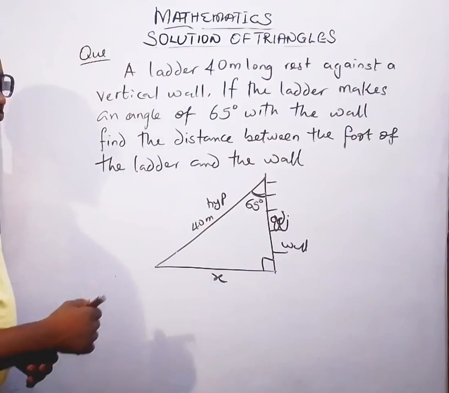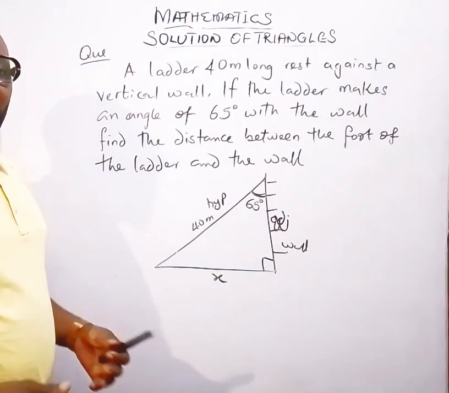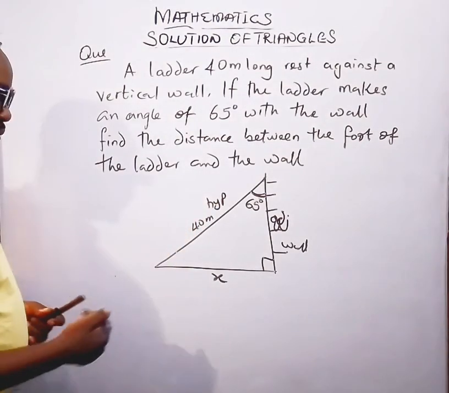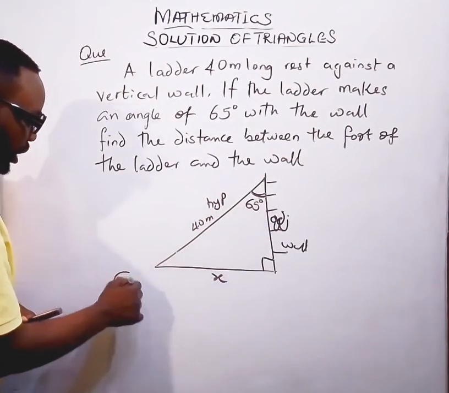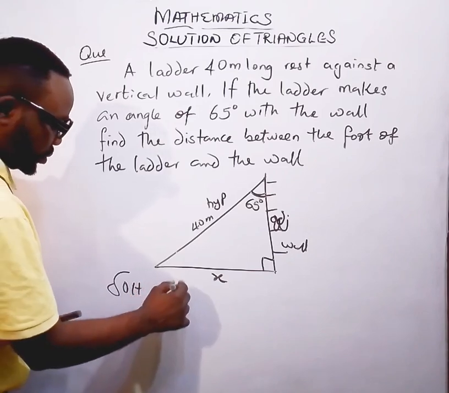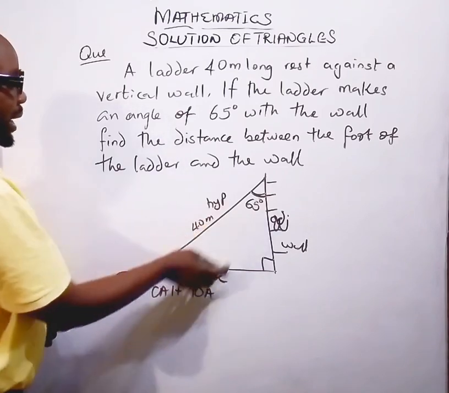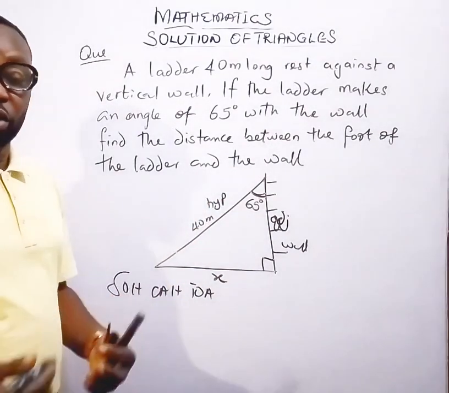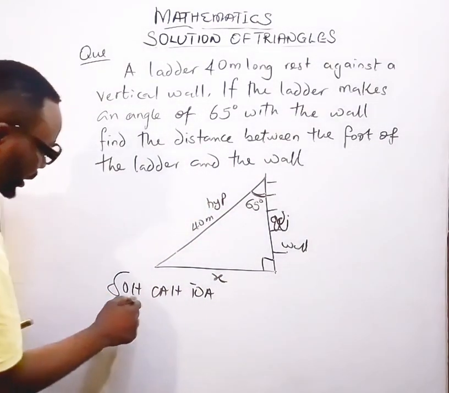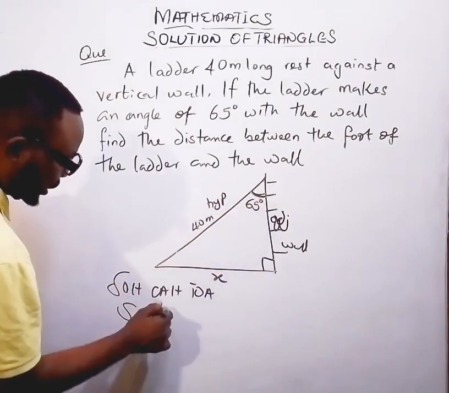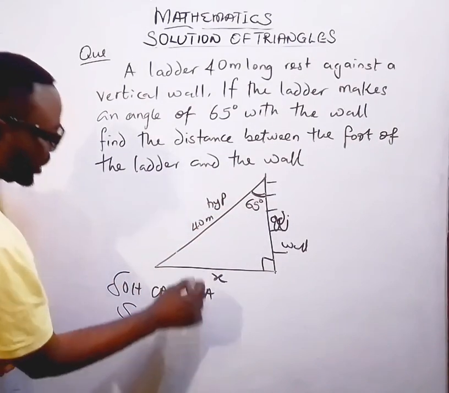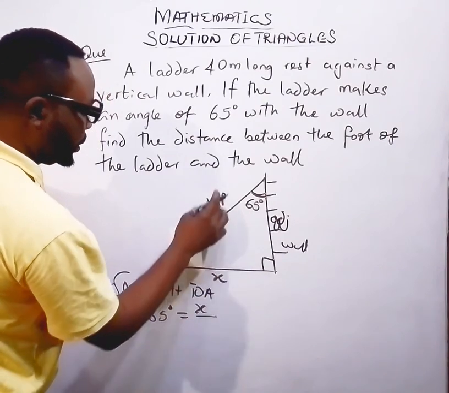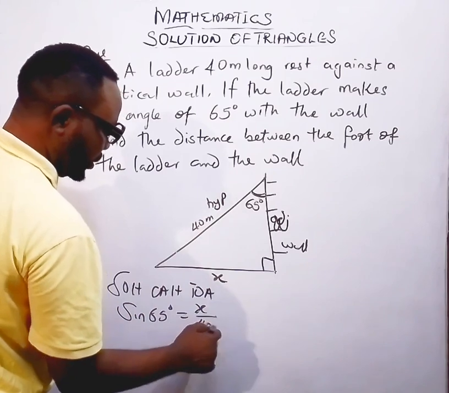In this regard, I can now use my trigonometric function to solve this problem. Which of the trigonometric tools can be applied to make use of opposite and hypotenuse? Yes, we can make use of sine. You can now see sine 65 degrees is equal to the opposite, x, over the hypotenuse, that's 40 meters.